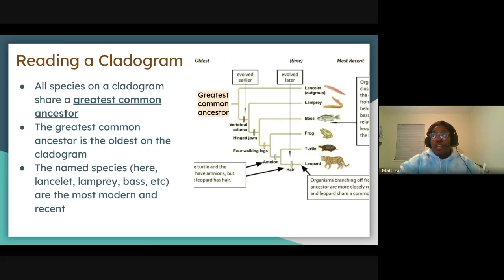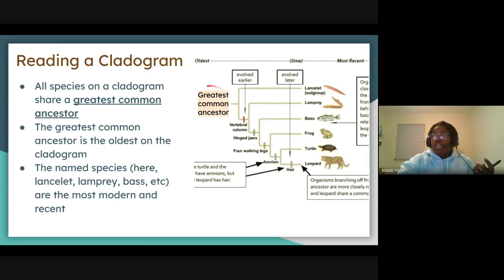So kind of like what I was talking about, that cute little weird looking animal that is the common ancestor of all mammals, that's the greatest common ancestor of all mammals. And so that is going to be the oldest part of the cladogram. So you can see here at the top, I should put my laser pointer on. You can see here at the top, oldest is on the left here. And as it goes to the right, we get to more recent creatures. So all of the animals that are here are recent. These are actually currently existing.